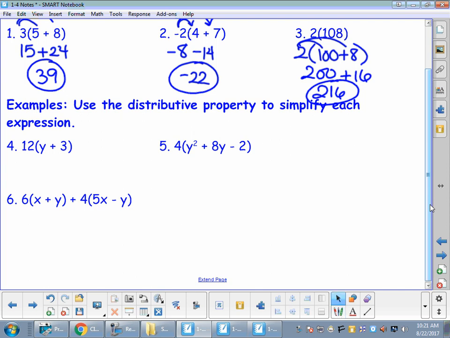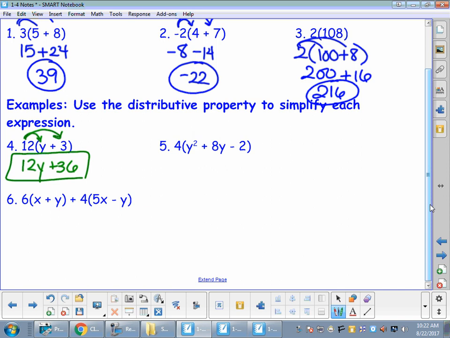And so one of the first tools we use is to get rid of the parentheses, and to do that we would distribute. So 12 times 1y is 12y, and 12 times a positive 3 is a positive 36. I would look to see if there's anything else that can be combined. There isn't. So this is the simplified form of that expression. I got rid of the parentheses.